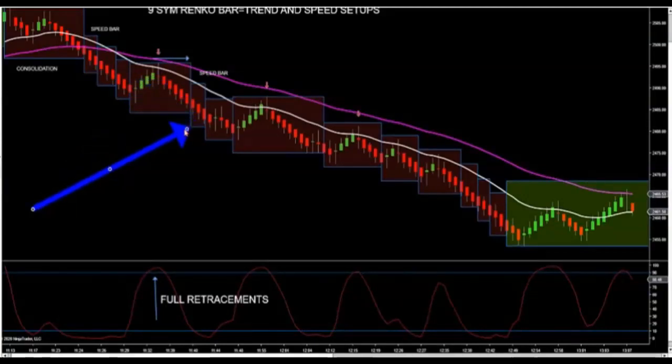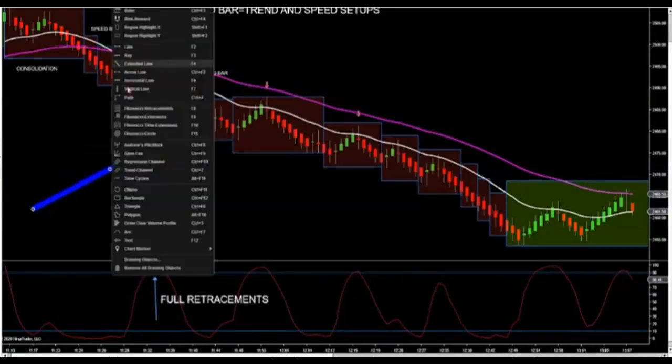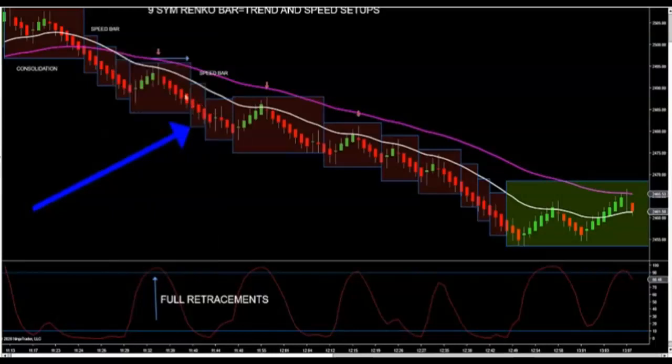Then we have a speed bar again. You can see here, we have a speed bar that comes in right here. Remember, 1 and 2 candle closes are my best. It's going from consolidation, a lot of candles, into speed. This works really good on the S&P.